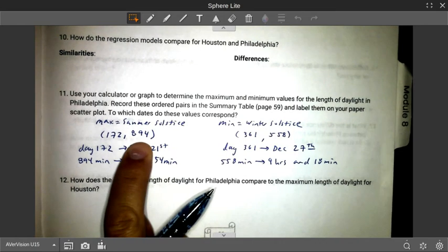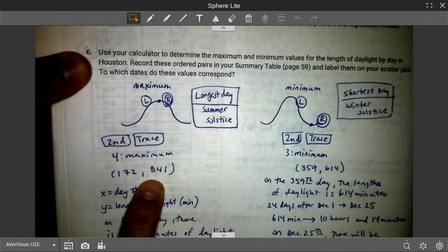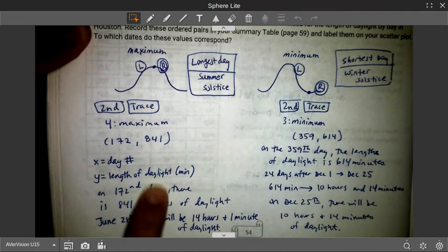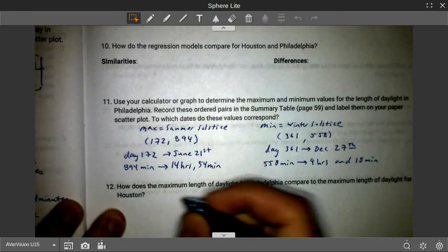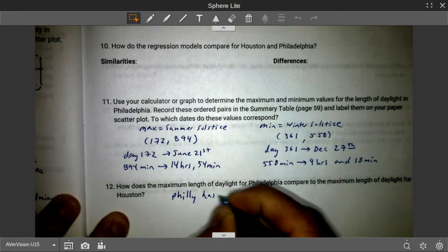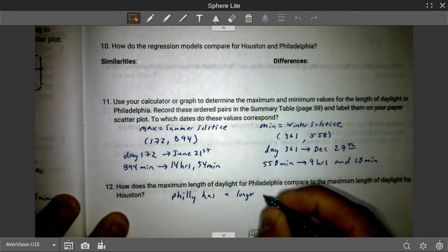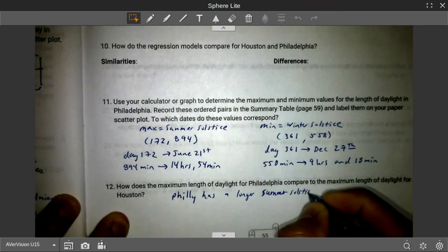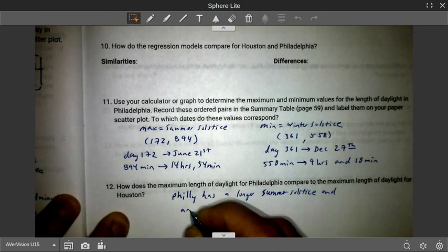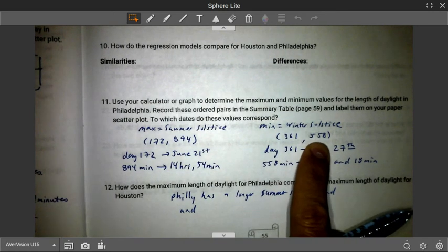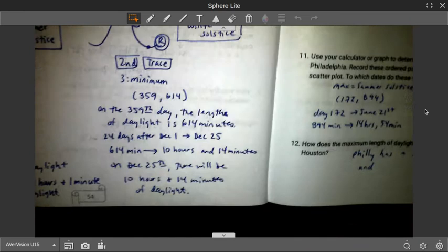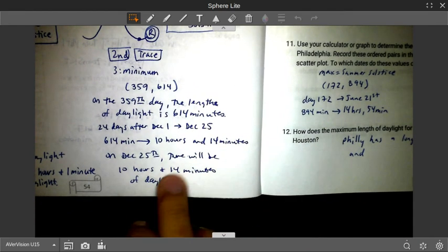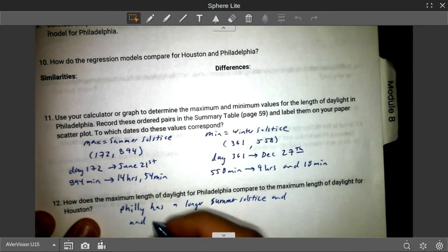And we can see that in our maximum values as well. Our maximum value here was 894. There's almost 15 hours of daylight, versus on the maximum day in Houston, there's only about 14 hours of daylight. So Philly has a longer summer solstice. And if you notice in the winter solstice, it goes from 9 hours and 18 minutes for Philly, and then 10 hours and 14 minutes, almost an extra hour of daylight, and the shortest day of the year as well.